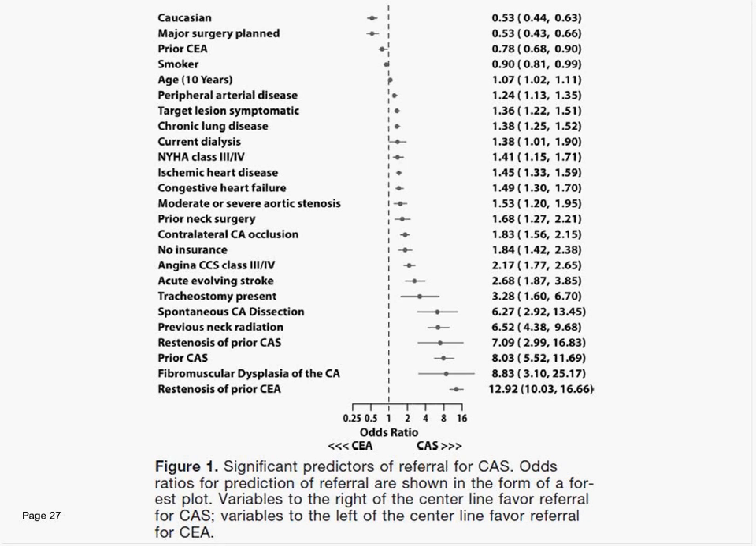And you can see restenosis of a prior endarterectomy: if you have an endarterectomy and it ends up restenosing, you have an odds ratio of almost 13 to get a stent. That is, you already had a surgery on this vessel, it ended up stenosing, and they don't go ahead and do another surgery. They say you probably should get the stent. And similarly, if you've had a prior stent, you have an odds ratio of 8 of getting another stent.